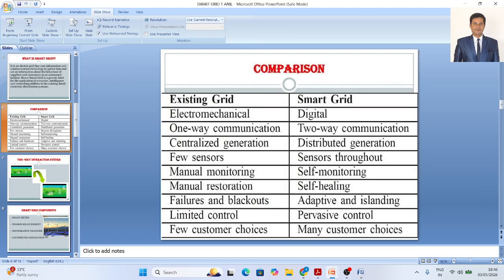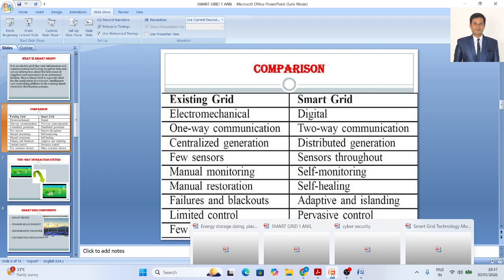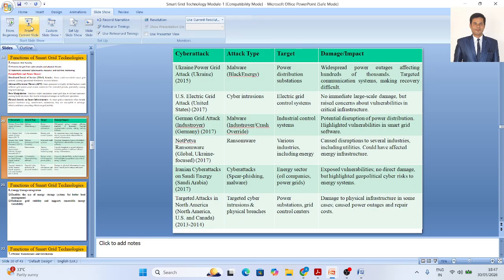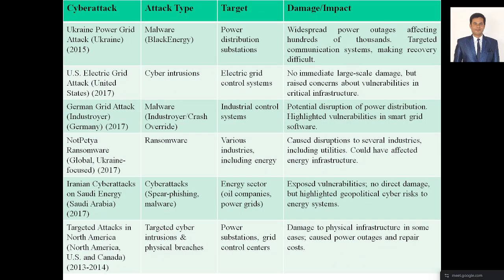I think it is clear, the existing grid and the smart grids. Is that clear? Okay, we have discussed cyber security, cyber attacks and the smart grids, again the different types of cyber attacks and the smart grids, as well as how it will be implemented in the microgrid also. This thing we already discussed.